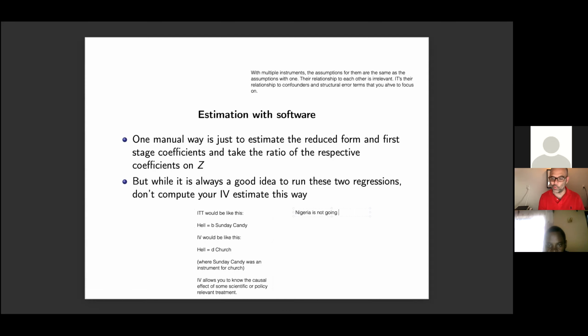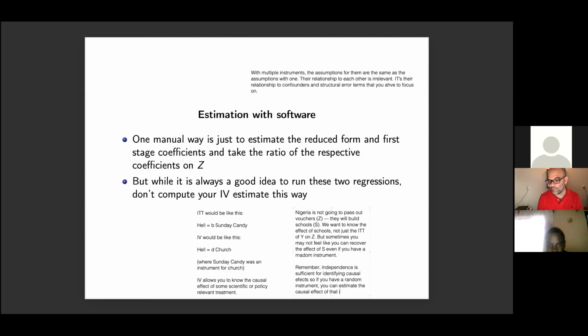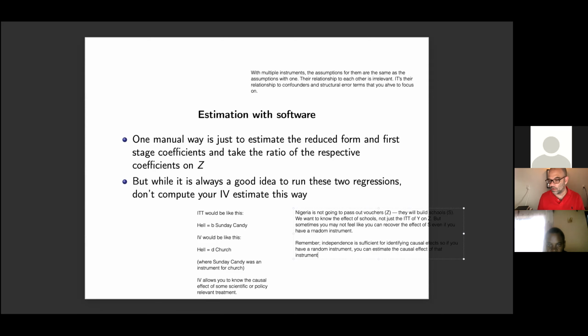You know, Nigeria is not going to pass out vouchers, they will build schools, right? We want to know the effect of schools, not just the ITT of Y and Z, but sometimes you may not feel like you can recover the effect of S, even if you have a random instrument. See, remember, independence is sufficient for identifying causal effects. So if you have a random instrument, you can estimate the causal effect of that instrument. And it's going to tell you something about the treatment.